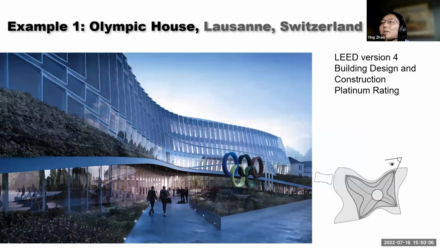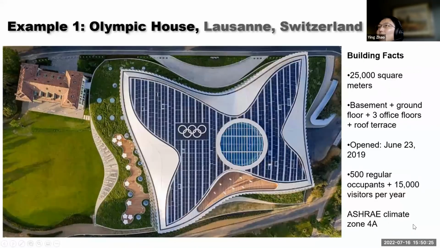So this is an example with this Olympic House in Switzerland, which is a LEED version 4 BD+C Platinum rating. The building facts: it's about 25,000 square meters. They have 3 ground floors plus 3 office floors and a roof terrace here. And they opened in 2019.